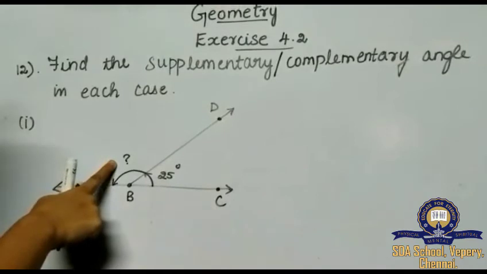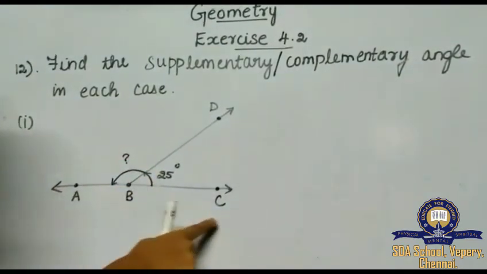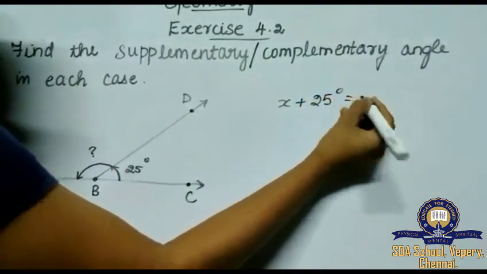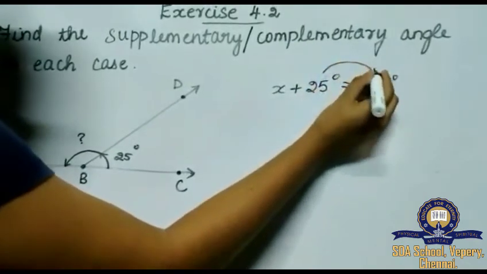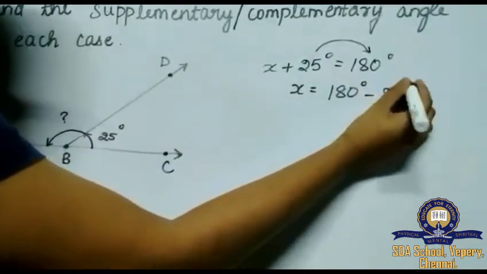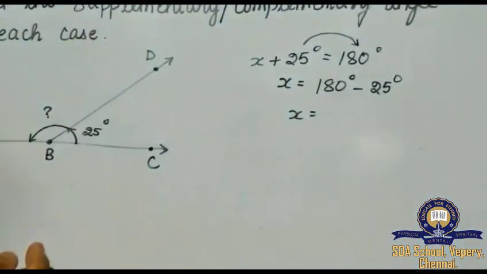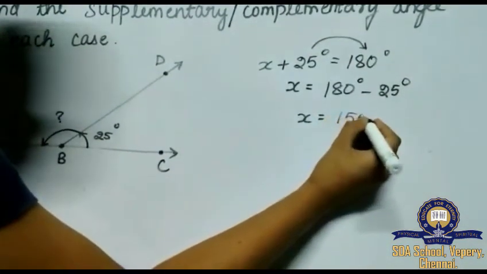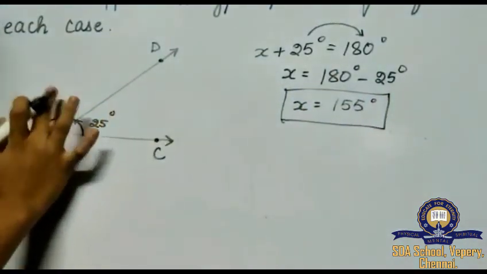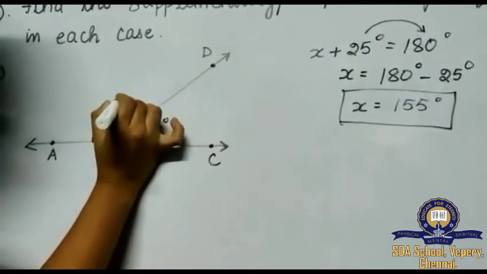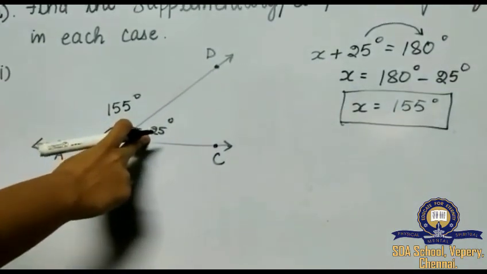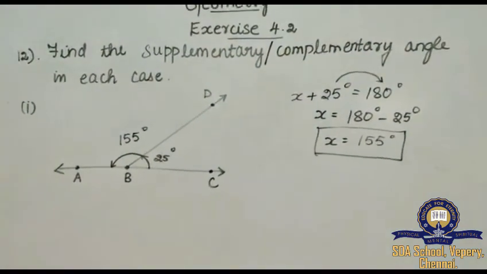You are supposed to find out these values. The sum of these two angles must be equal to 180 degrees. So x plus 25 degrees is equal to 180 degrees. When I bring this plus 25 to the other side, it becomes minus 25 degrees. When I subtract 25 degrees from 180 degrees, I'll be getting 155 degrees. So the value of x is 155. Therefore here the value of the angle will be 155 degrees. When I add 155 and 25, the answer I get will be equal to 180 degrees. Got it, students?